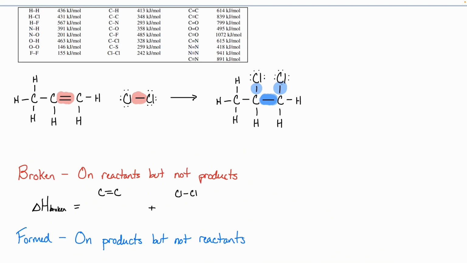All right, our carbon-carbon double bond, that's that 614 kilojoules per mole. That chlorine-chlorine bond, I looked that up on my table here. That's 242 kilojoules per mole. All right, so that means that the total amount of energy that I have to put in order to break these bonds is 856 kilojoules per mole. All right, and again, that's the amount of energy you have to input. That's the amount of energy that's absorbed by this reaction here.